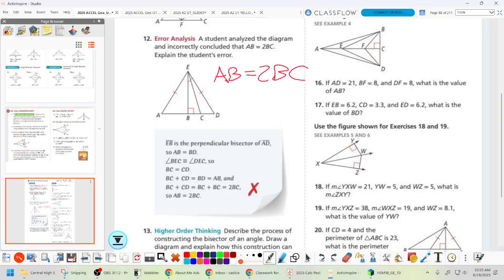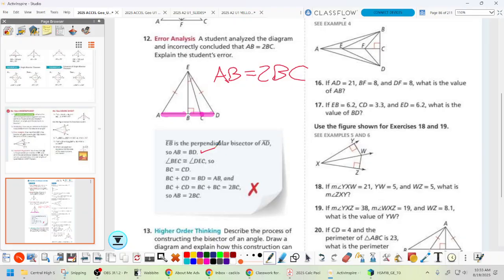Good to find them in our picture. Okay, it says EB is the perpendicular bisector. That tells us, let's see if we can not overcrowd this picture, that AB and BD are what? Those are congruent by the perpendicular bisector theorem because EB is splitting AD in half. So this one says AB, BD is congruent. Yes, that's good. Check.